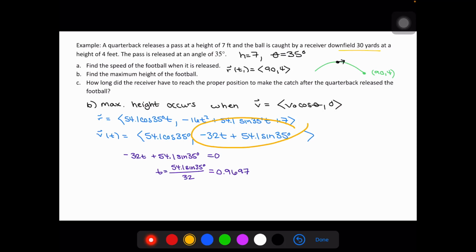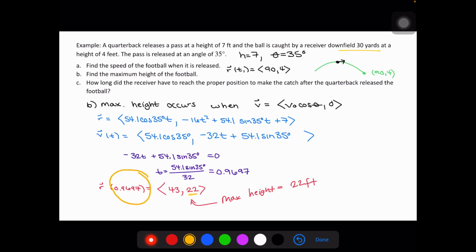So I just set my y component equal to 0, and then solve for t, and I got just under 1 second, 0.9697 seconds. So that's when the football has its maximum height. What is its maximum height? Well, I can just take that time, the 0.9697, plug it into my position vector, and the y component gives me the height. So the maximum height would be 22 feet.